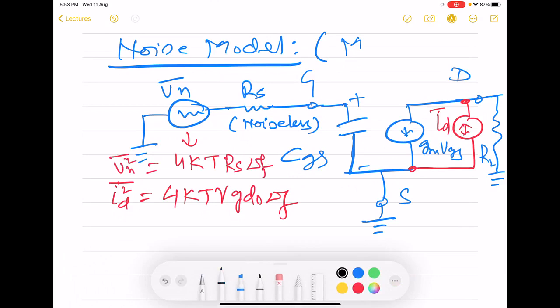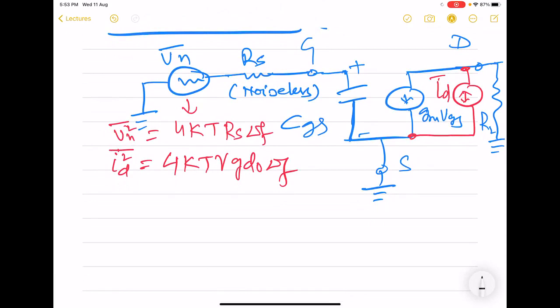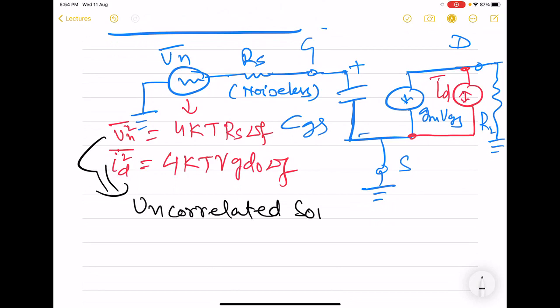Now we have to find out the output current due to each of these sources, then add, and then find out the mean square. So here, fortunately, these two are going to be uncorrelated because they are arising from two physically independent elements. So this will simplify your analysis a bit. So we have now the noise model.